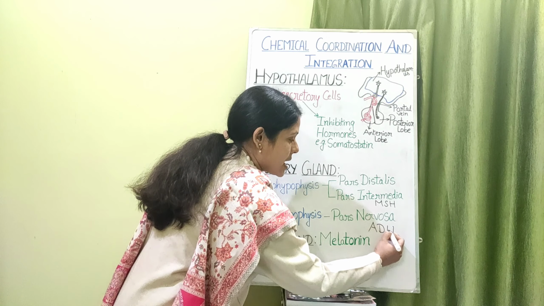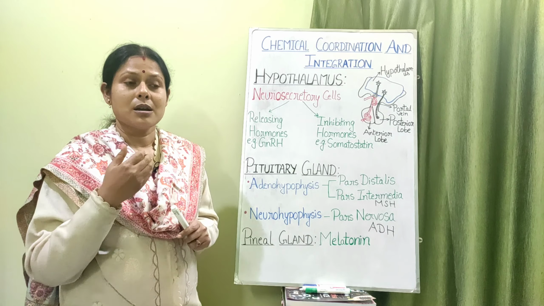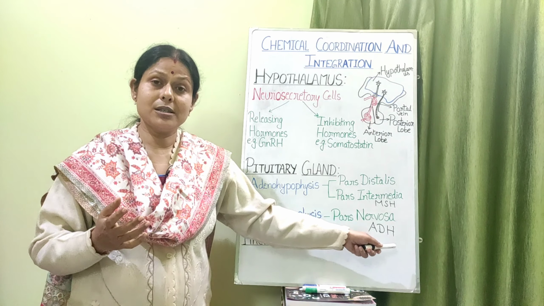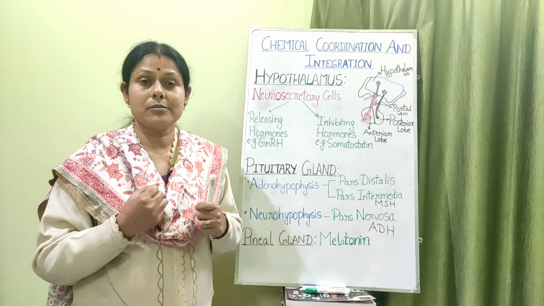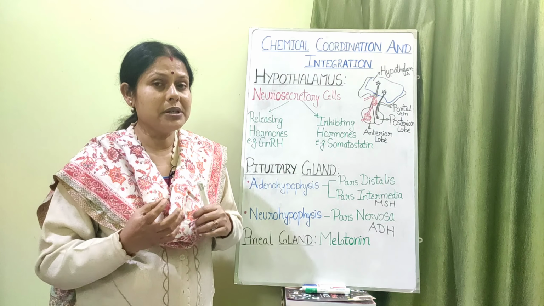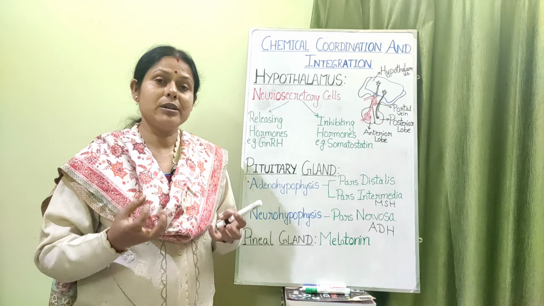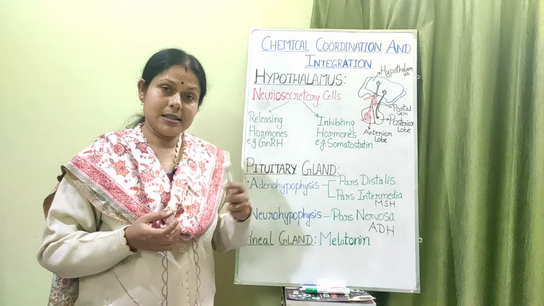ADH, antidiuretic hormone. Diuretic means what? Eliminating water from the body. Antidiuretic means what? It will be reabsorbing the water in the renal tubules. It will be balancing the minerals, the sodium potassium balance, plus it will be reabsorbing the water. So that is the function of this ADH.